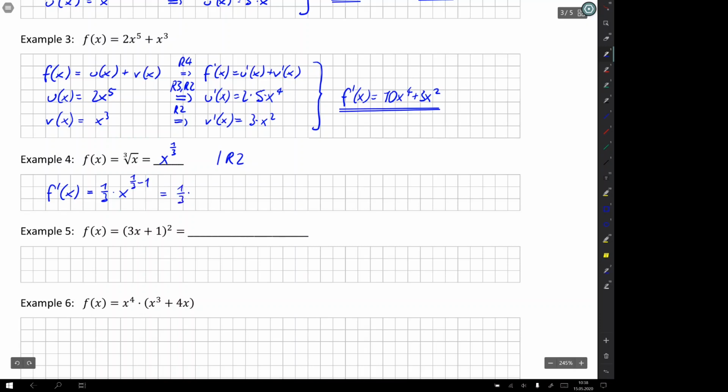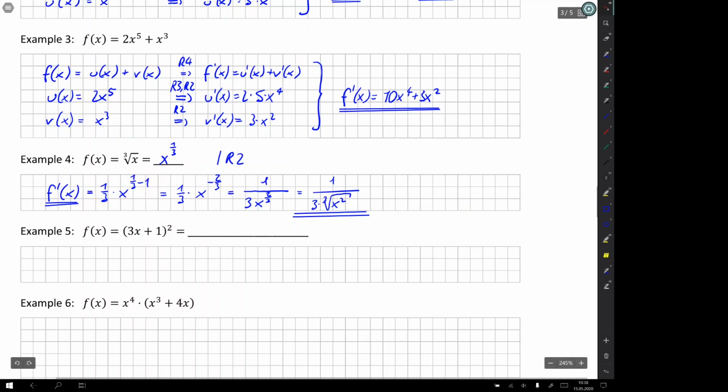So 1/3 times x to the power of minus 2/3, which is the same as, now if you want to do it further, 1 divided by 3 times x to the power of 2/3, which is the same as 1 divided by 3 times the third root of x squared. Whatever we do here, let's say we call this our final solution. In the end, that was just the algebraic transformation. The actual differentiation was done here.